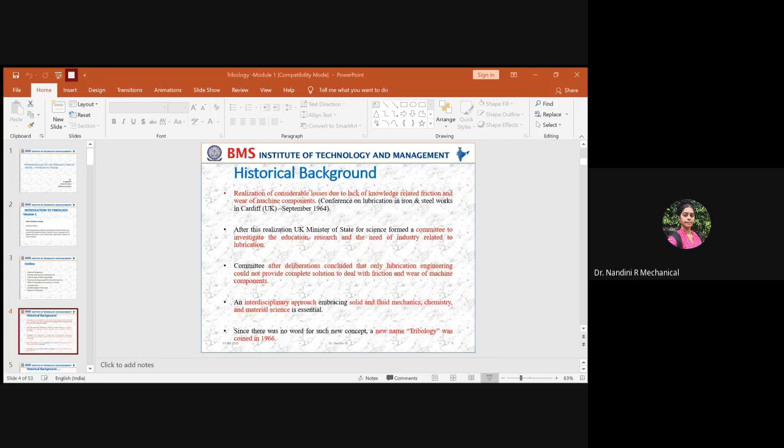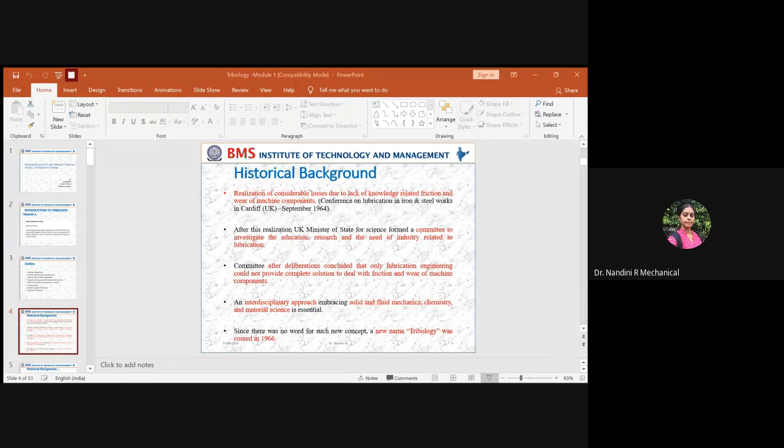After so much research, R&D, and analysis, by the year 1966 the word tribology was coined by the UK people. They identified the problem in the year 1964 and were able to rectify the lack in friction and wear of machine components by establishing a new word called tribology. So this is related to the historical background.